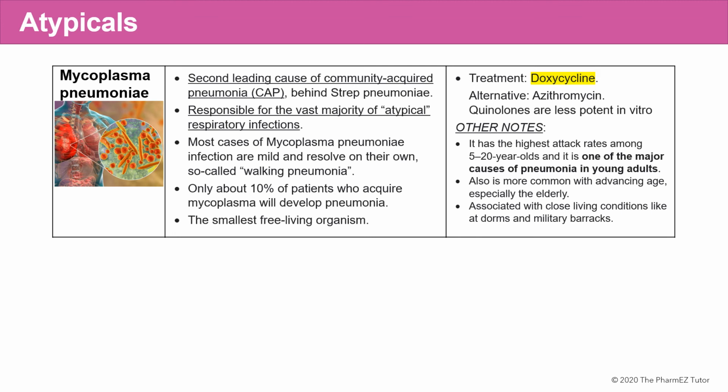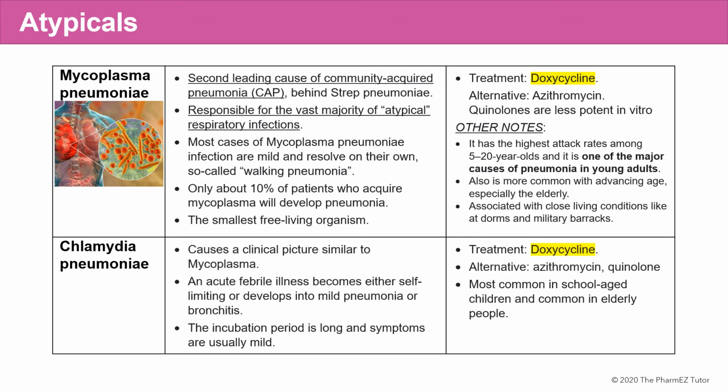azithromycin. It also has the highest attack rates among 5 to 20-year-olds, and it's one of the major causes of pneumonia in young adults. It also occurs with advancing age, especially the elderly. The second atypical is named Chlamydia pneumoniae, and it causes a clinical picture that's very similar to mycoplasma. It's an acute febrile illness that becomes either self-limiting or develops into a mild pneumonia or bronchitis. We generally treat that also with doxycycline and alternatively azithromycin.